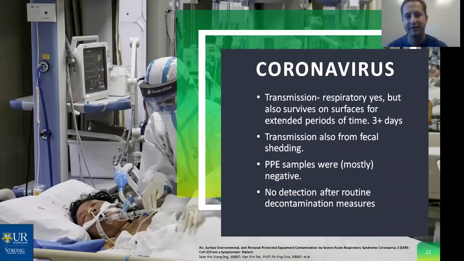And what the data is showing now is that it can actually live on surfaces for 3 days, which is an extremely long time to live on a surface, and it gives it a high contagion factor in that someone with coronavirus touched a door handle 3 days ago, and now you get it today and start transmitting it. And what they're also finding is that it's transmitted from fecal shedding, which, I just like the word fecal shedding, so why not put it in there?